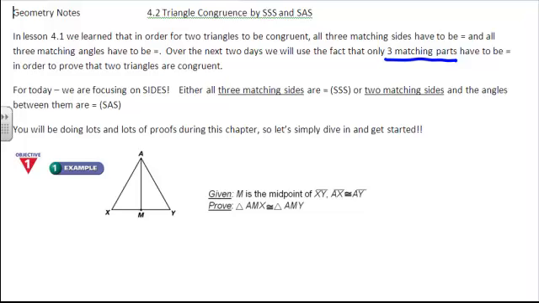Today, we're focusing on sides. So we're going to focus on all 3 sides are equal, or the 2 sides and the included angle are equal. So we're working on side, side, side, or side, angle, side. Remember, this angle is included between the sides. We're going to be doing lots of proofs in this chapter, so we're just going to start off with a proof right off the bat.